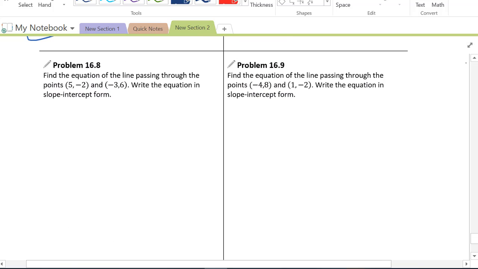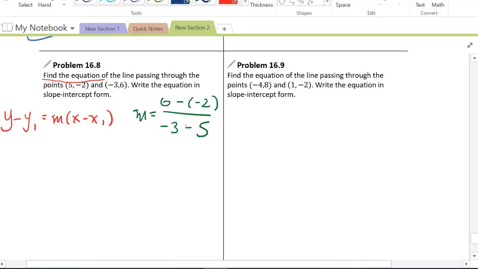For the last two, same thing. You can pause the video right now and try it on your own, okay? And then you can check afterwards. So let's just do it. Hopefully you can do it on your own. So again, we're finding the equation, so we're going to need the point slope formula: y minus y1 equals m times x minus x1. But first we need the slope. So what's the slope? m is equal to y2 minus y1 over x2 minus x1.